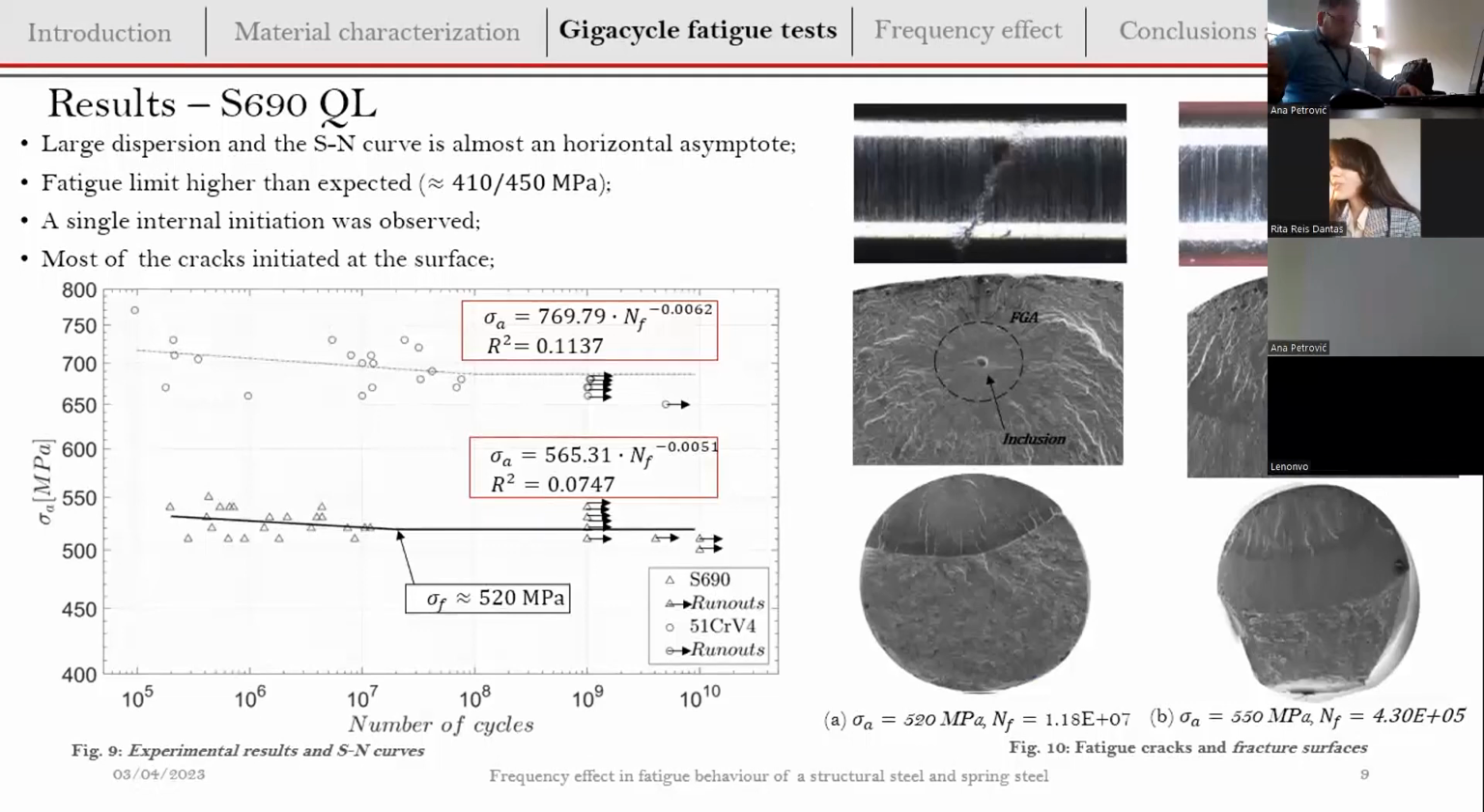What is more important, the results. Here we have the experimental data obtained in the ultrasonic fatigue machine for the spring steel and for the structural steel. The behavior of this material is kind of similar, however, we have some differences. In both of the materials, we have observed a large dispersion, that is a characteristic of this region, and the SN curves were almost horizontal.